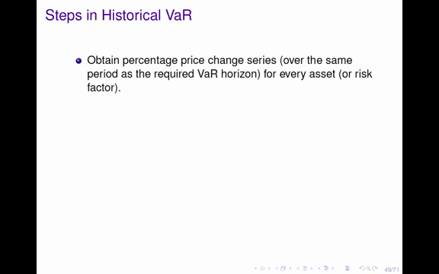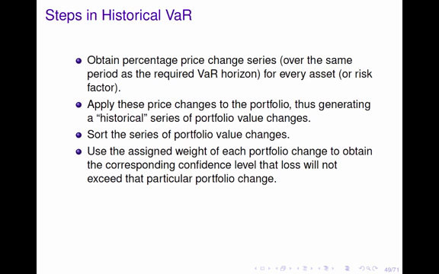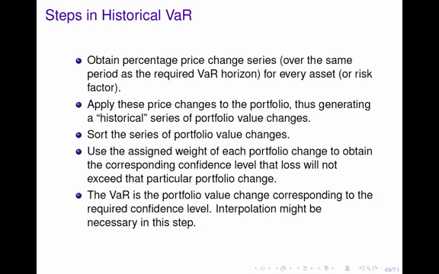Here are the steps to be taken for estimating VAR using the historical simulation method. First, obtain percentage price change series for every asset or risk factor over the same period as the required VAR horizon. Then, apply these price changes to the portfolio, thus generating a historical series of portfolio value changes. Next, sort the series of portfolio value changes. And finally, use the assigned weight of each portfolio change to obtain a corresponding confidence level that loss will not exceed that particular portfolio change. Note that the VAR is the portfolio value change corresponding to the required confidence level. Interpolation might be necessary in this step.